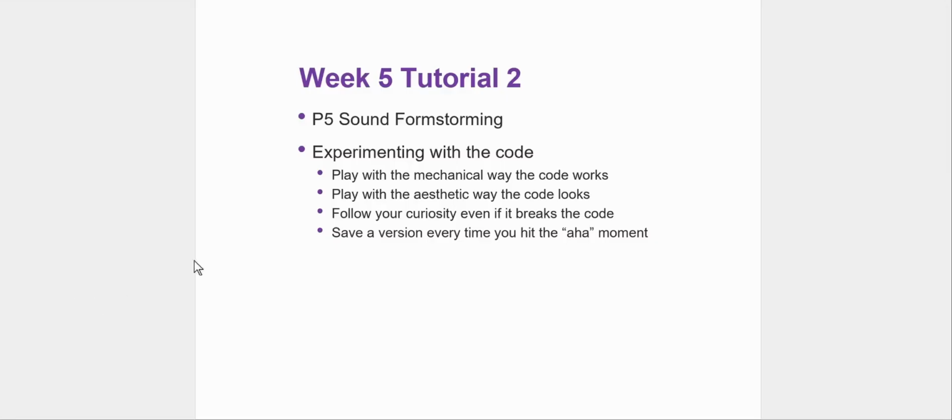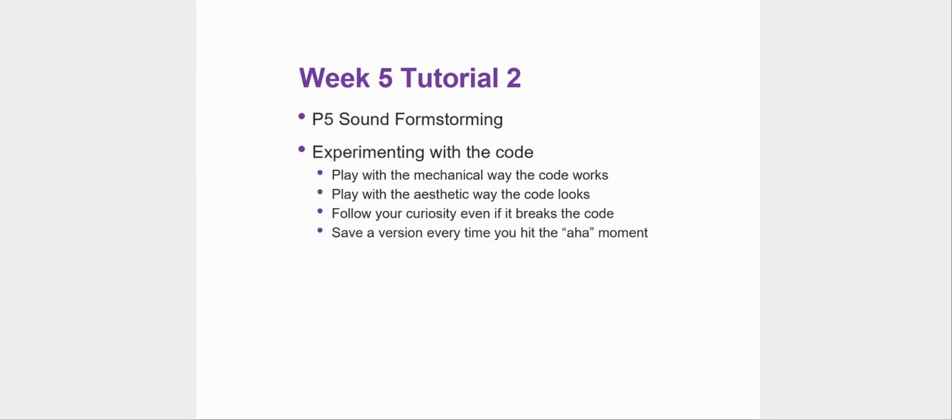So for your week 5 tutorial 2, for the form storming, you're going to want to do the same kind of experimentation you're doing with the first one. Play with the mechanical way the code works, play with the aesthetic way the code looks, follow your curiosity, even if it breaks the code. You can always download it again. Save a version though, because I would say, of course, I'm not trying to be dismissive of your time invested. So every time you do save a version, save it as something else.